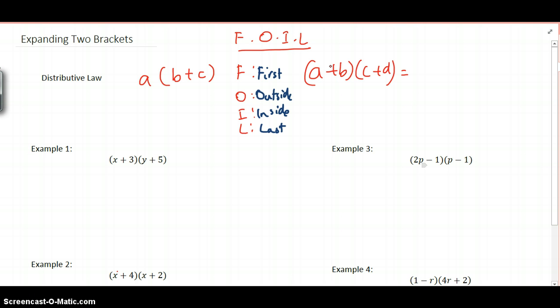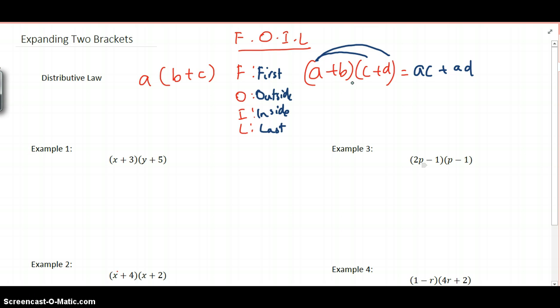So you can see that when we do this, we need to multiply the first term. In other words, what is A? A is the first term and C is the first term in this bracket. So when we multiply these two, we get AC. Now, what are the two outside terms? Well, what is the term on the outside? A. What is the term on the outside? D. So we're going to multiply A times D, and so that's AD.